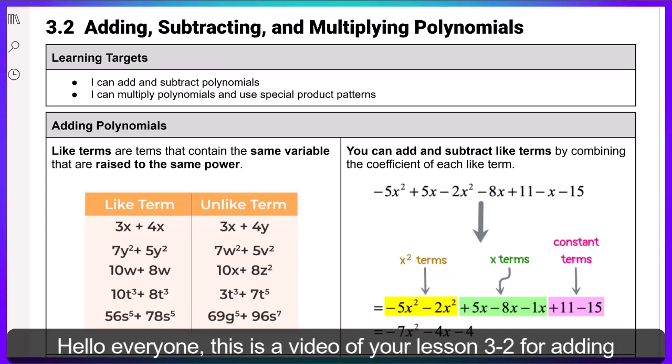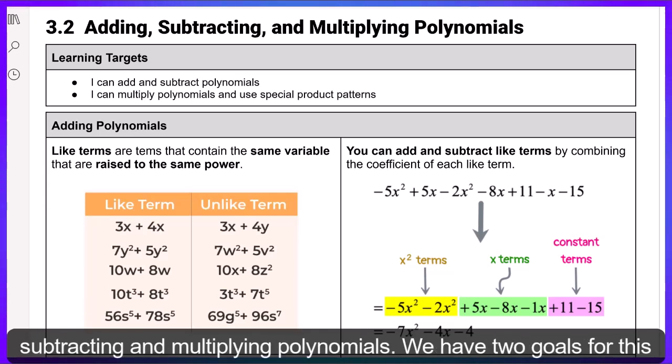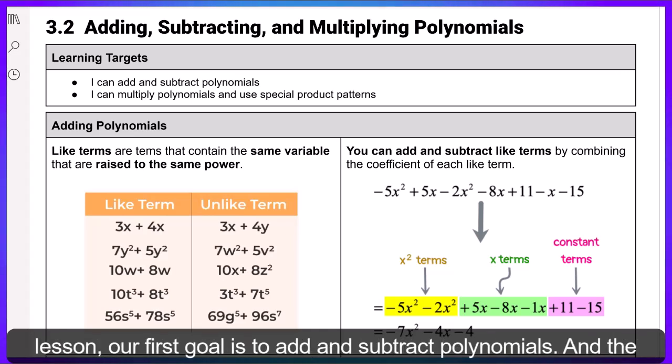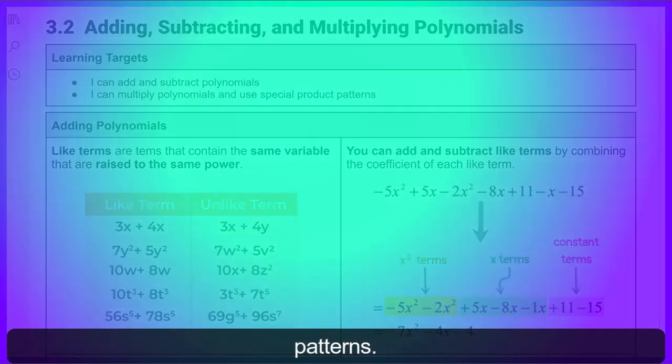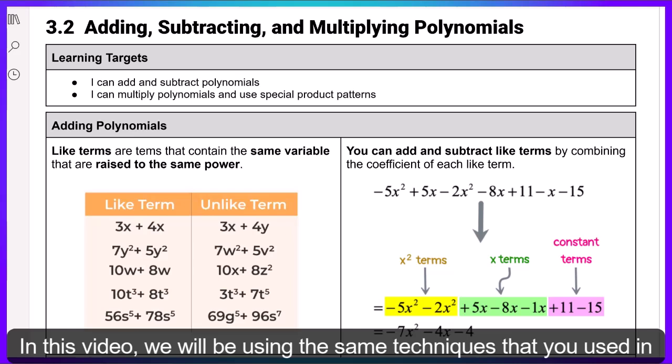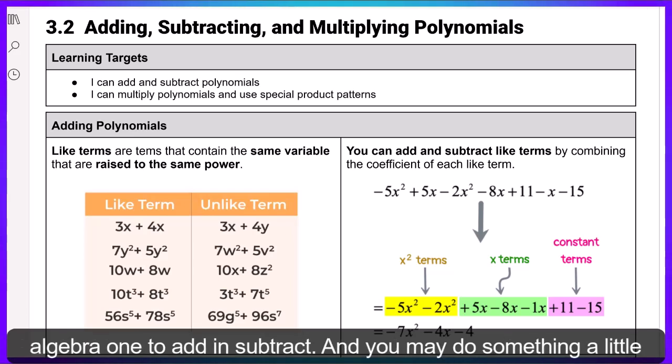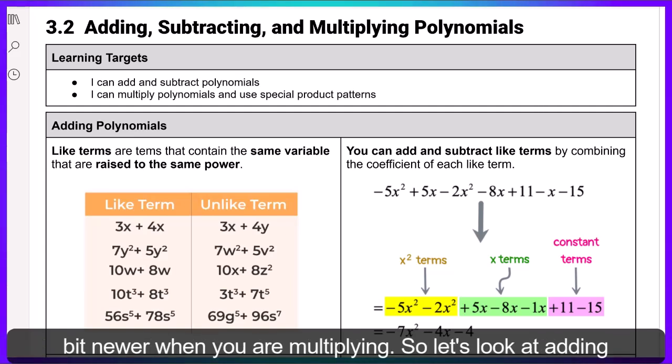Hello everyone, this is a video for lesson 3-2 for adding, subtracting, and multiplying polynomials. We have two goals for this lesson. Our first goal is to add and subtract polynomials, and the second one is to multiply polynomials and maybe use special product patterns. In this video, we will be using the same techniques that you used in Algebra 1 to add and subtract, and you may do something a little bit newer when you are multiplying.